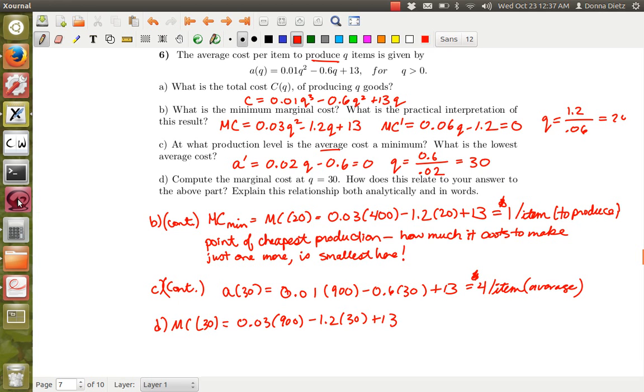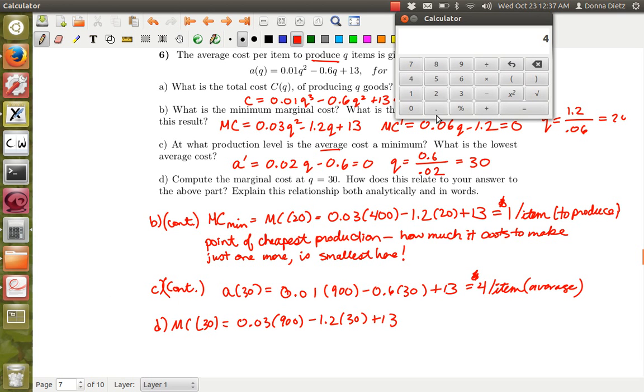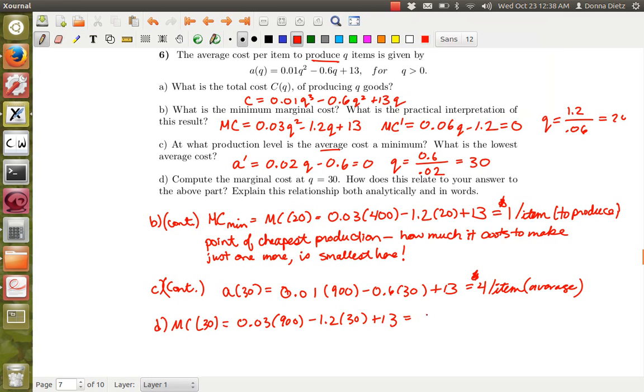0.03 times 900 minus 1.2 times 30 plus 13 equals. This is what I wanted. And then you should say, oh no, it's a different parabola. So look what happened. We had this parabola here and this parabola here, and they both ended up with $4 per item.